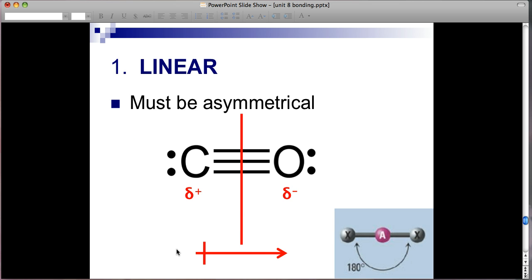So let's look at some of the shapes. This is linear, and this one is one of the easy ones because it does make a straight line. It must be non-symmetrical, and so if we look at our bonds and the electronegativity difference, carbon is slightly less electronegative than oxygen. Therefore, the partial negative is on the oxygen side, and the partial positive is on the carbon side. We indicate that with this arrow pointing to the most electronegative element.